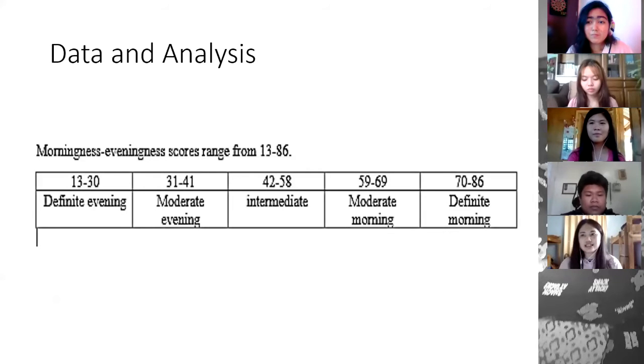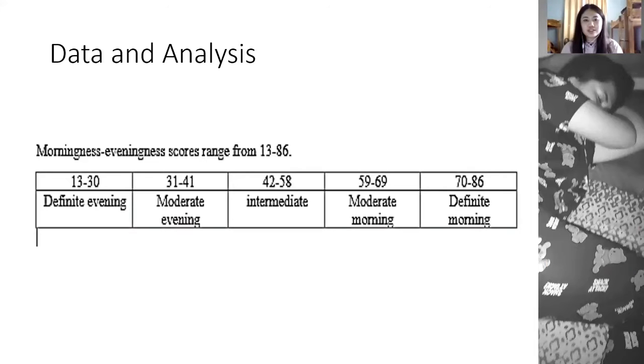Data and analysis. After taking the AMEQ, results are evaluated using the table. Morningness-eveningness scores range from 13 to 86, and each score is indicated as follows: 13 to 30 is a definite evening type, 31 to 41 moderate evening type, 42 to 58 intermediate type, 59 to 69 moderate morning type, and 70 to 86 is definite morning type.